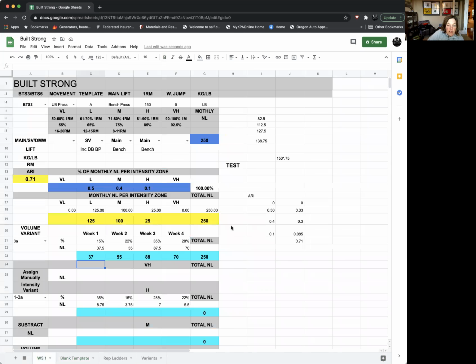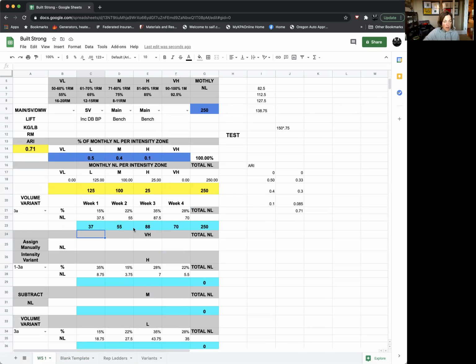To actually put this into place, here's an example. I decided, let's look at bench press. 1 rep max is 150. My weight jumps are 5 pounds. I'm going to put in a weekly number of lifts of 250. And again, I went with a pretty straightforward number of lifts per intensity zone. And I got my ARI of 71%.